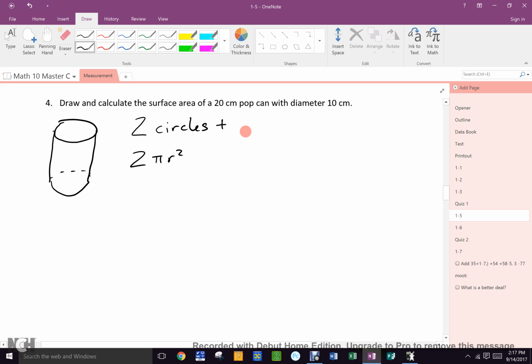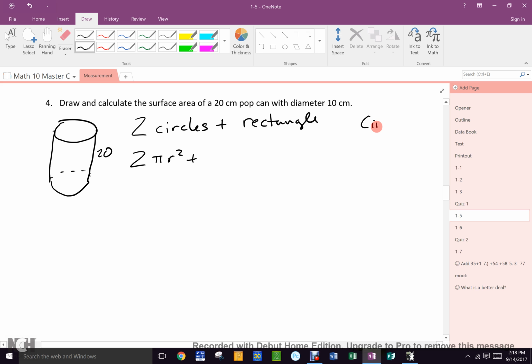Plus a rectangle, yes? That rectangle is normally length times width, right? Well, we got the width that's right there. But how do I get the length? It's the circumference, isn't it? Because if I take this rectangle and I roll it around a circle, the circumference is this distance, isn't it? What's the circumference?